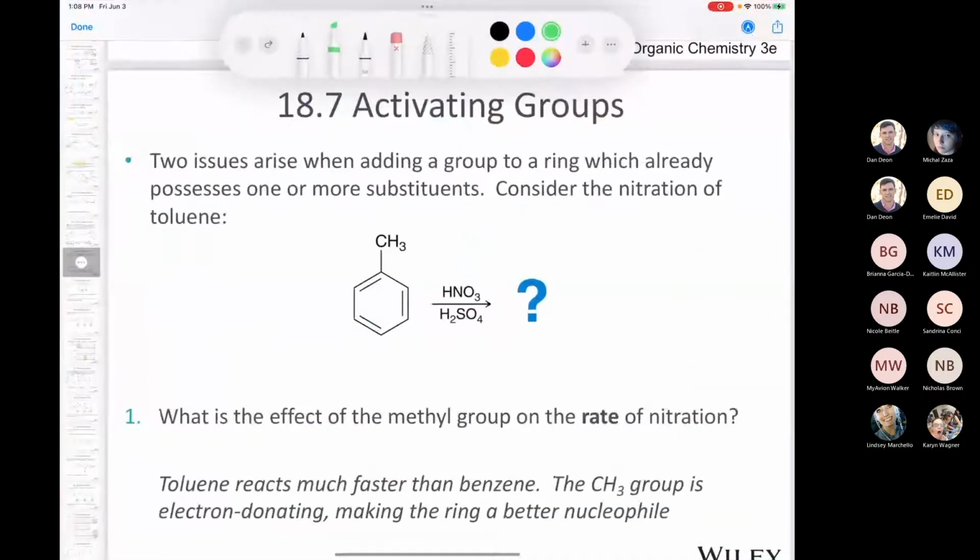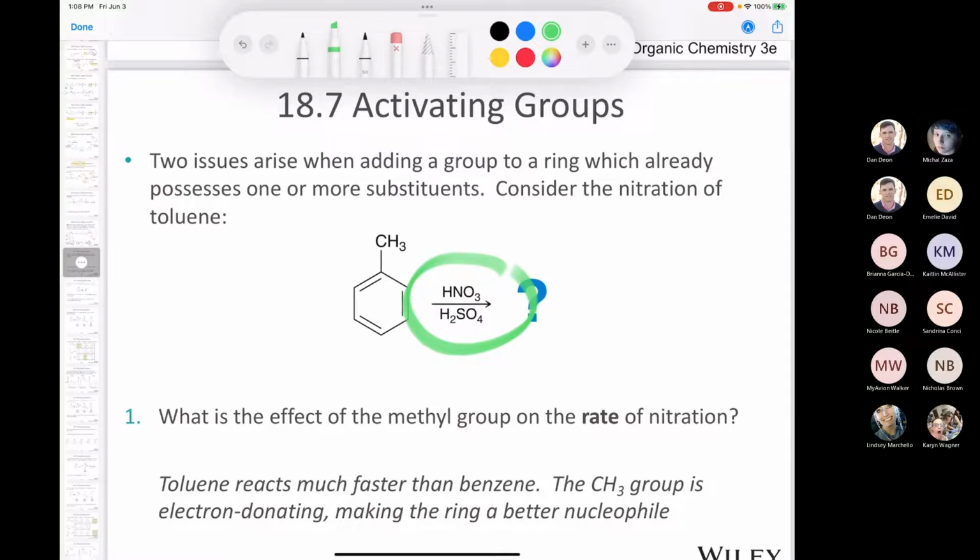Okay, organic chemistry 2. We're getting into activating groups today. Earlier we talked about nitration, the nitration of benzene, and we said you have to combine nitric acid and sulfuric acid together. We even went over the mechanism.